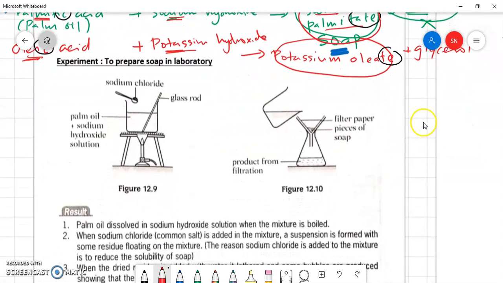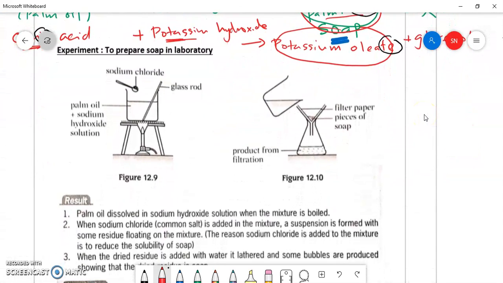Now this is a simple experiment to prepare soap in the laboratory. So same example, here we are using palm oil and sodium hydroxide. These are the two key components. Palm oil is the natural ester, and sodium hydroxide is basically the alkaline. When you mix these two and it's heated up, what we actually get is a solidification, a solid which will form.